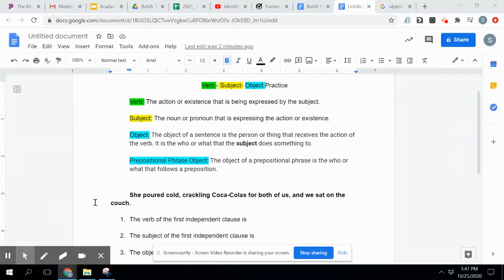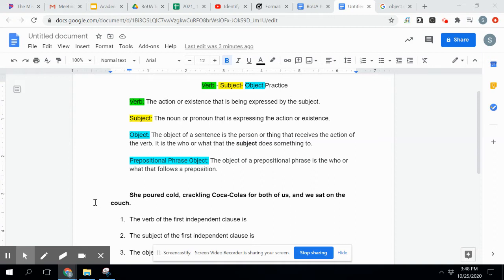This week we are going to be learning about and reviewing verbs, subjects, and objects. So take notes if you want to, or just keep this document nearby so that you have a good idea of what each one is in a sentence. As a reminder, the verb is the action or existence that is being expressed by the subject. The subject is the noun or pronoun that is expressing the action or existence. The object of a sentence is the person or thing that receives the action of the verb. So it is the who or the what the subject does something to. With that object, there's also a prepositional phrase object. The object of a prepositional phrase is the who or what that follows a preposition.